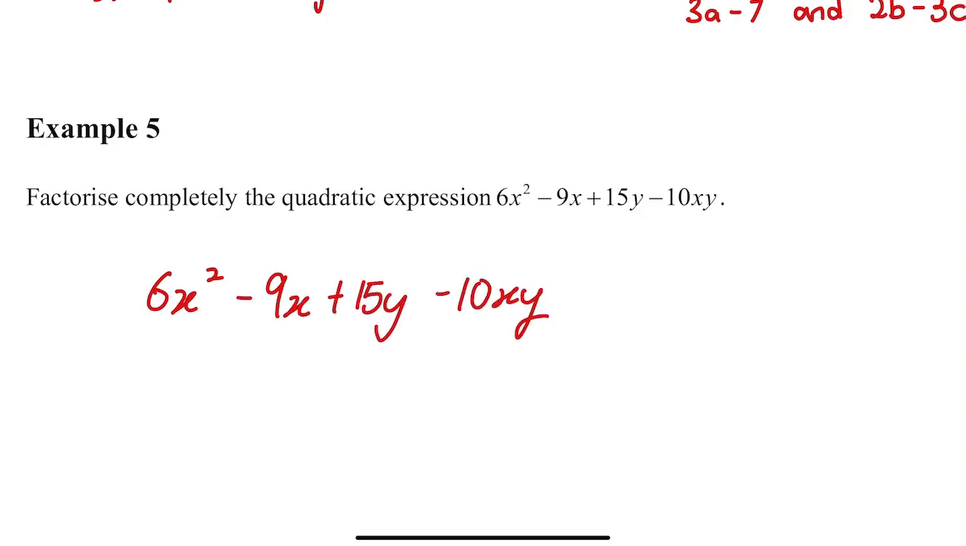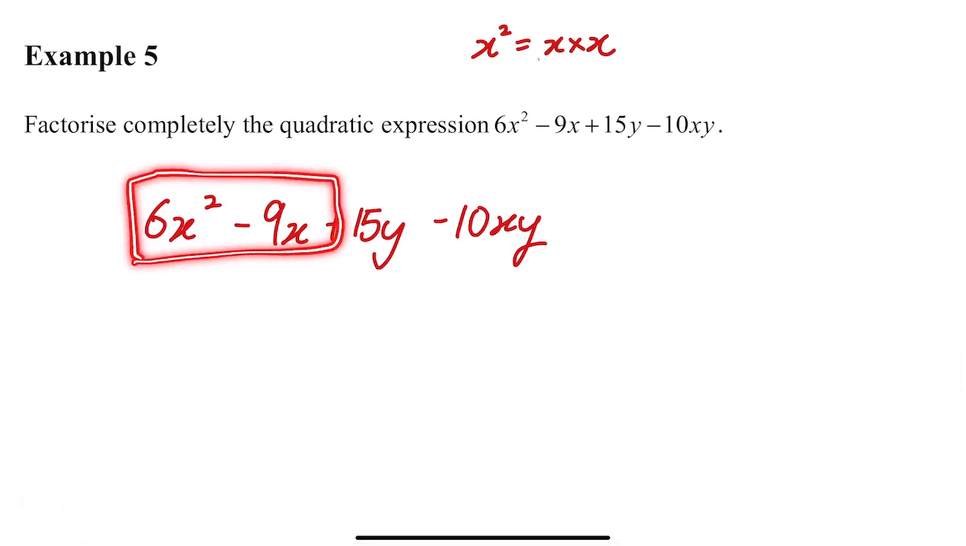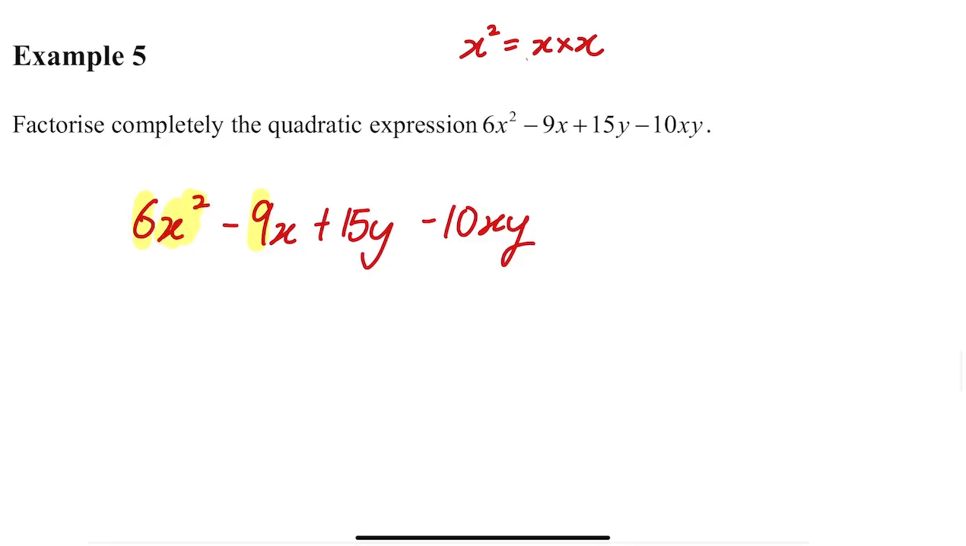In case you have forgotten, x squared means x times x. Maybe I write it separately so it's clearer. Now let's look at how we factorize this. I look at the first two terms first. Any common factors? I highlight 6 and 9. The highest common factor is 3. Then here I have x squared, which is x times x, and here I have 1x, which is common. So I can factorize out from the first two terms 3x.